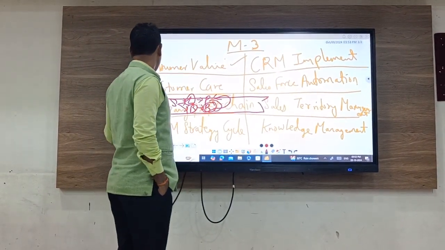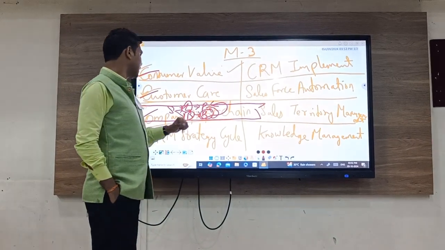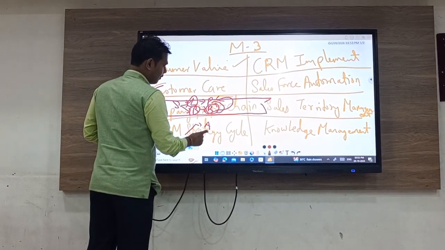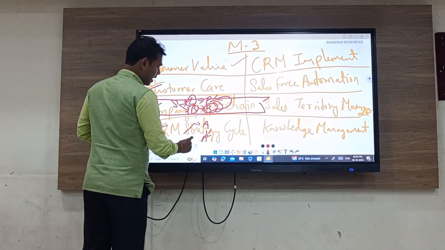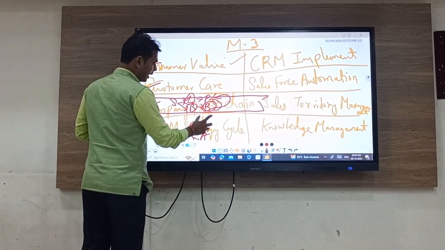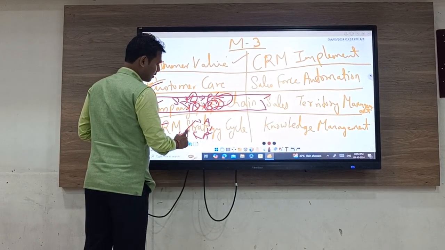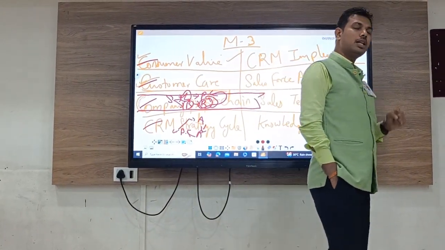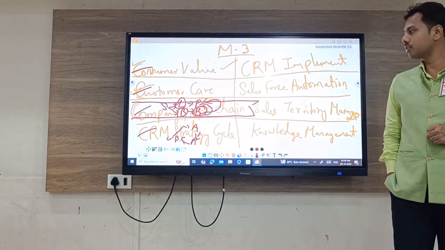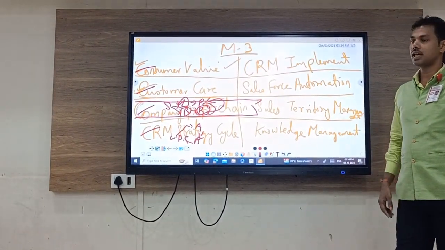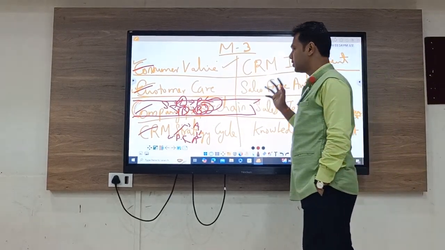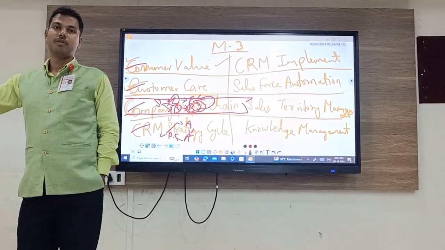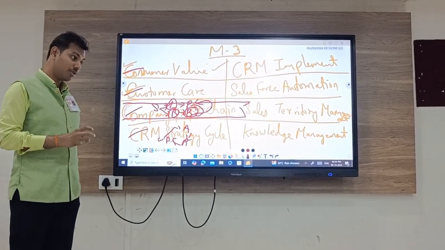Moving to the next part, the CRM strategy cycle. Well, when I taught you this, I did draw a cycle that is acquisition, retention and win back strategy. I did say that one of the important aspects a customer relationship manager has to focus on is this cycle, that is the CRM strategy cycle, the customer relationship management strategy cycle.